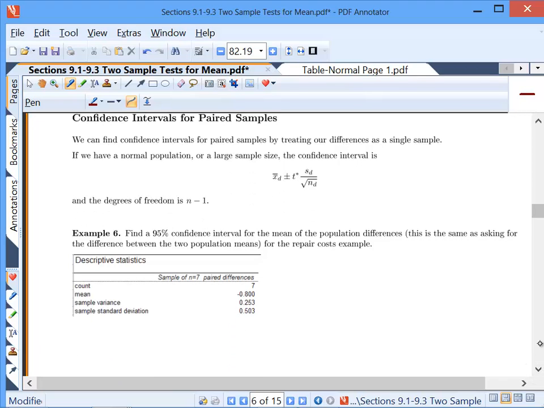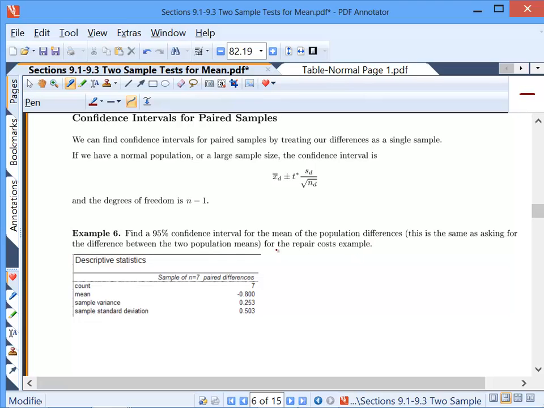Okay, so for example 6, find a 95% confidence interval for the mean of the population differences. So this is the same as asking for the difference between the two population means for the repair cost. So I could word it either way. So the mean of the population differences will be equal to the difference between the two population means. It's one of those nice things that works out.